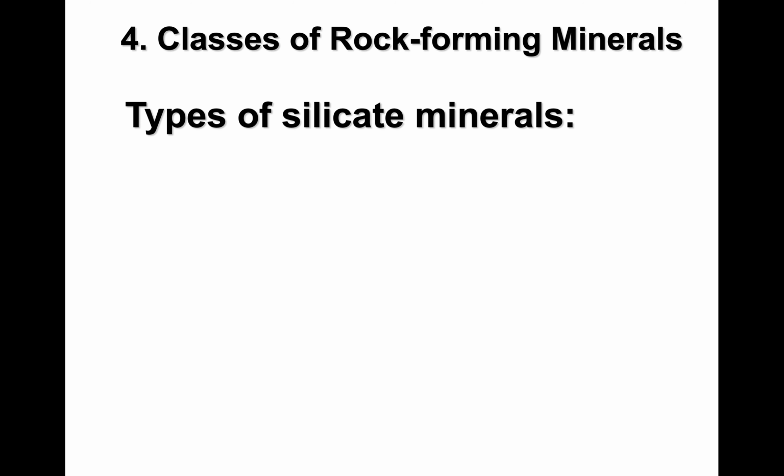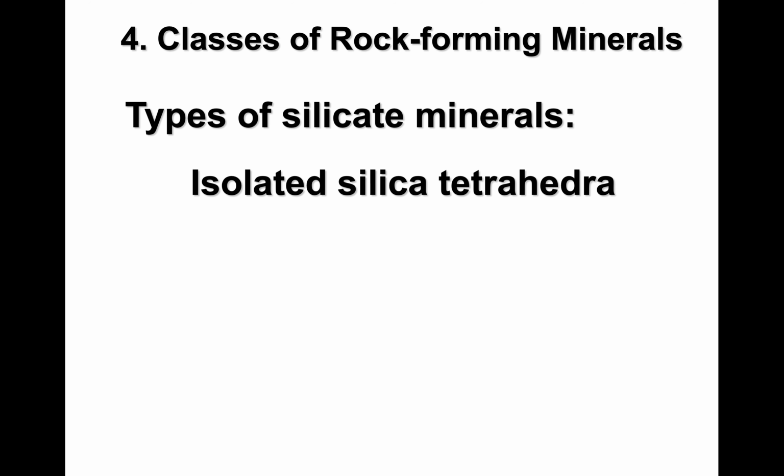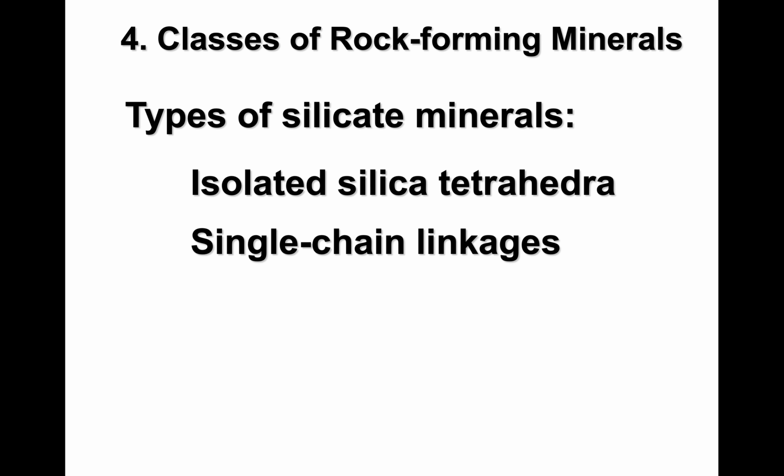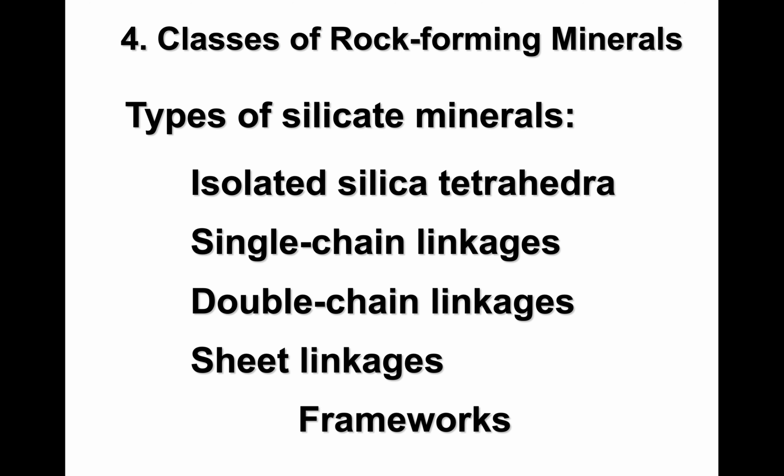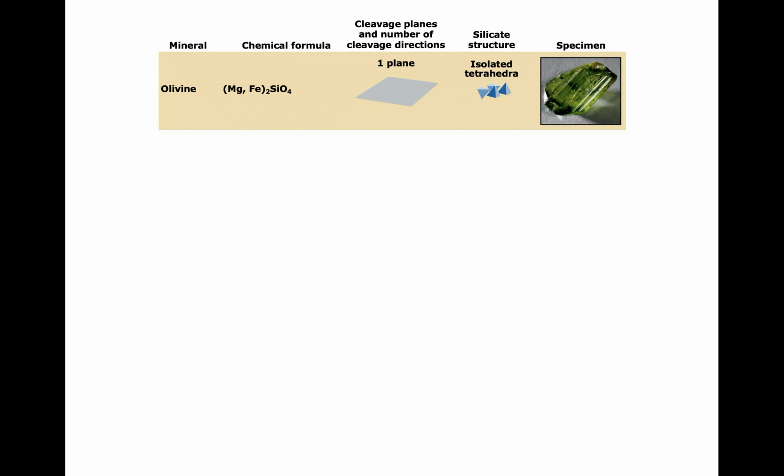Now we will talk a little bit about the different types of silicate minerals. We have isolated silica tetrahedra, then single chain linkages, double chain linkages, sheet linkages, and framework silicates.